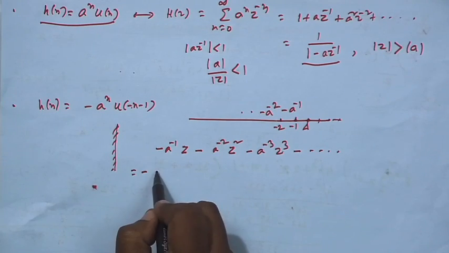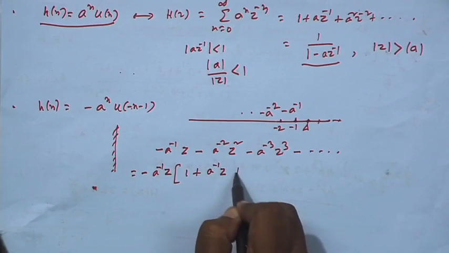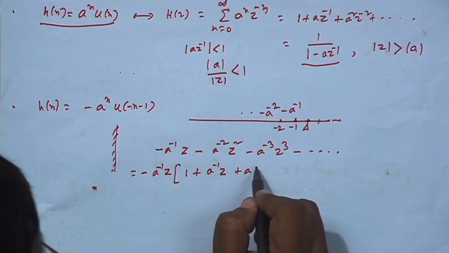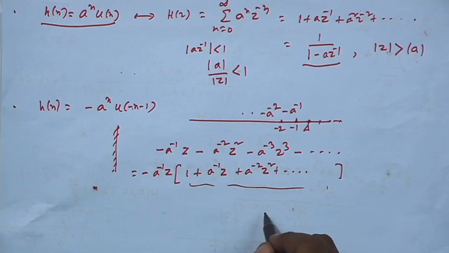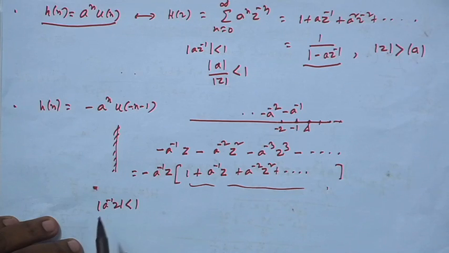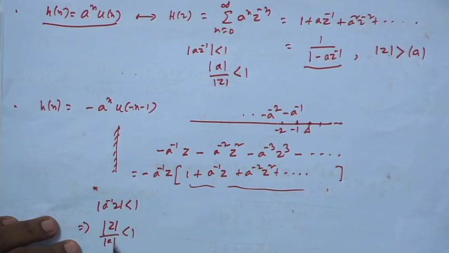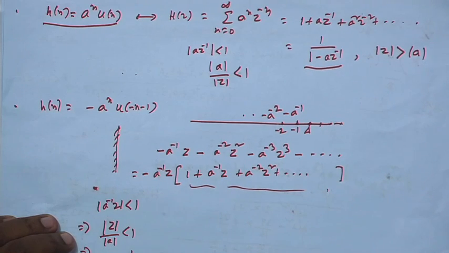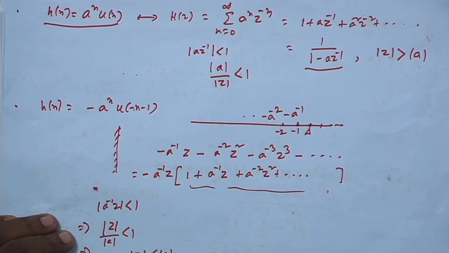And you take minus out, a inverse z out. So, it will be 1 plus... now, this is an infinite sum. Again, this will converge if the mod of a inverse z is less than 1, which means mod of z by mod of a is less than 1, because a inverse z means z by a, and mod of z by a is the same as mod of z by mod of a. This is less than 1, which means mod z is less than mod a. So, here the ROC will be inside a circle of the same radius mod a.